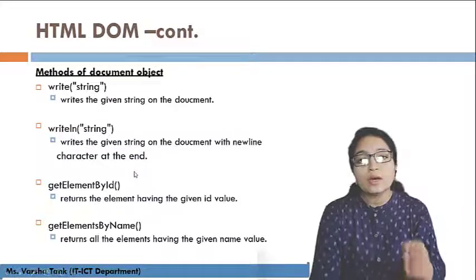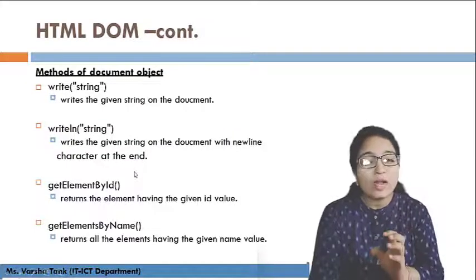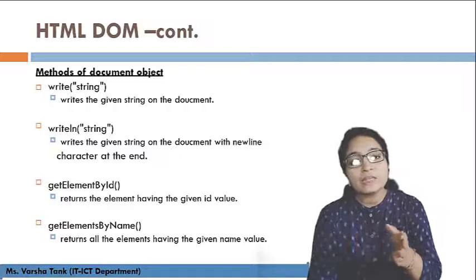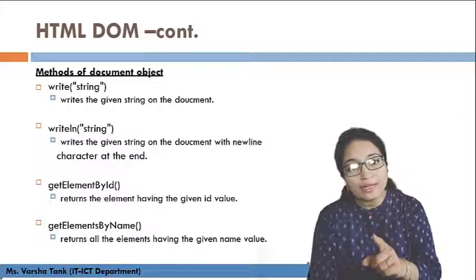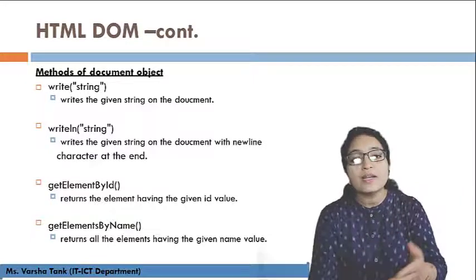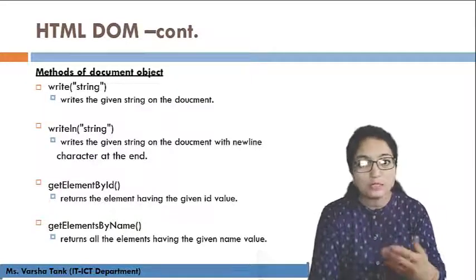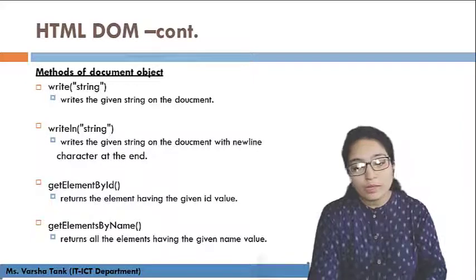Whenever you write with document.write, it will print everything on the same line only. But if you use document.writeln, it will write every time on a new line, so it will display the output on a new line.